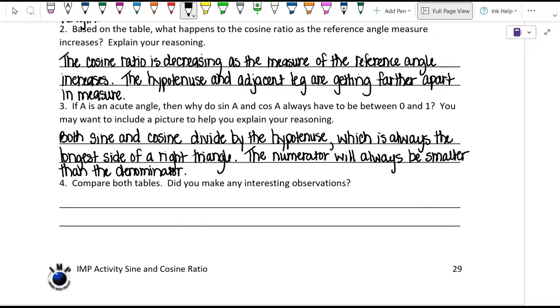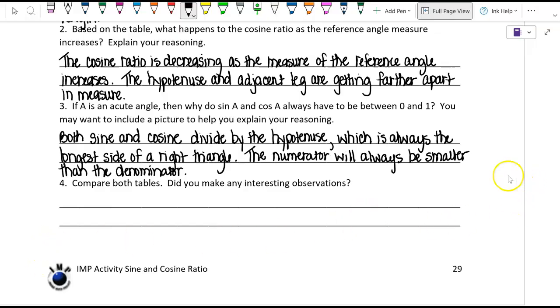Question 4 says, compare both tables. Did you make any interesting observations? I'm going to pause for a moment while you and your group go back and look at the two tables. Besides the observations we've already answered in 1, 2, and 3, we already know sine is increasing with the angle measure, cosine is decreasing with the angle measure, and the answer will always be between 0 and 1. Besides those 3 observations, as a group, talk about anything else you notice between the two charts. I'll give you about 2 minutes to talk that over.